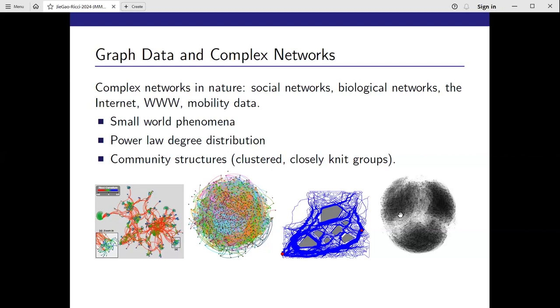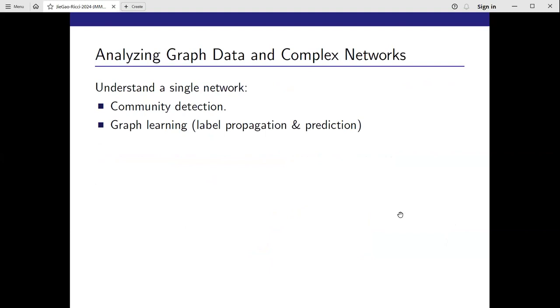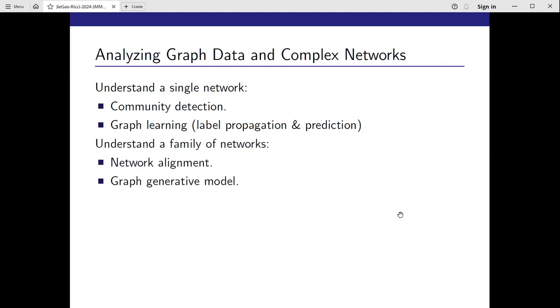So we want to study these graph structures, and interesting problems include, for example, how to understand a single network. On a graph, there are interesting structures such as clusters we call communities, or in graph learning, we have labels on vertices. We want to propagate these labels from a given data set to the unknown vertices. We are also interested in understanding a family of graphs. If I gave you two networks, can you align them, compare them, find correspondences, or understand in terms of generative models to capture a family of graphs?